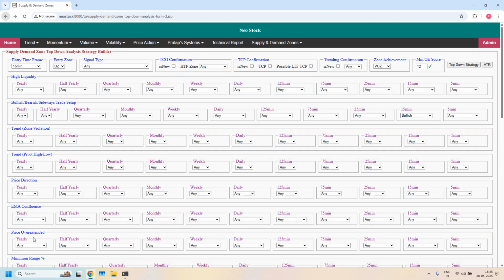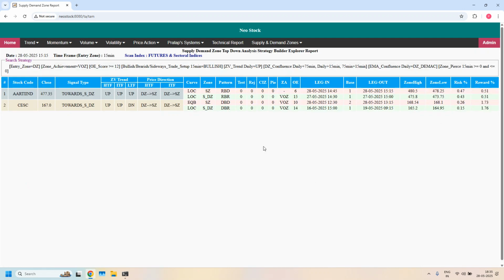So let's verify. In the EMA confluence at a daily time frame, we are checking daily demand zone having daily EMA confluence. At the same time, trend on the daily should not be sideways. It should be uptrend because it is bullish trade setup. Let's filter. We got two stocks. So these two 15 minutes demand zones might be having even more high probability to get success.